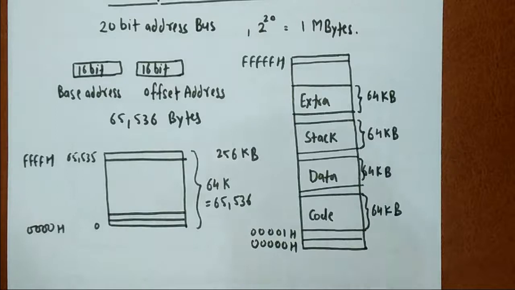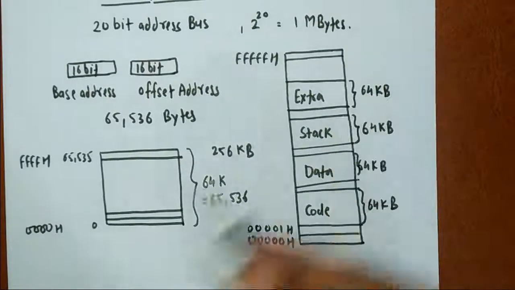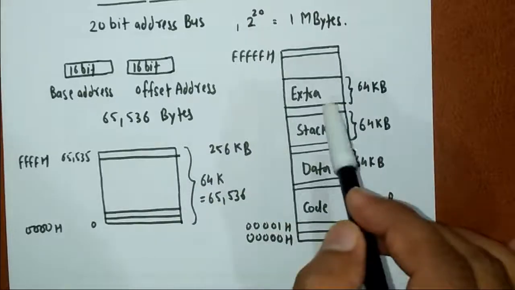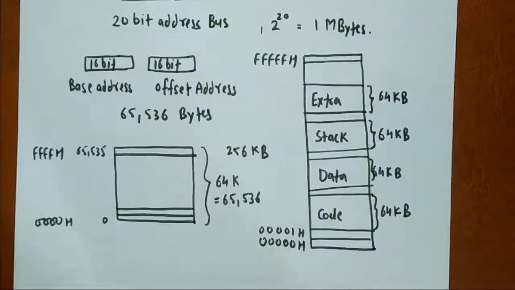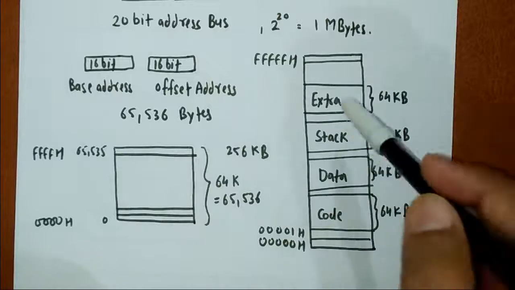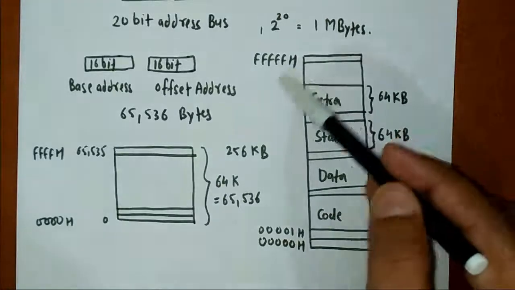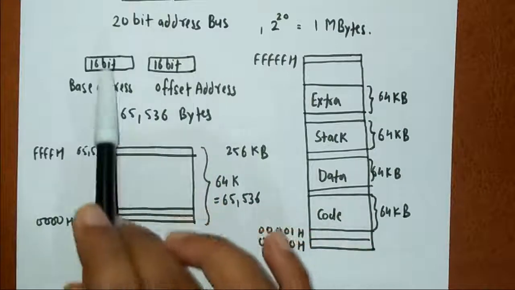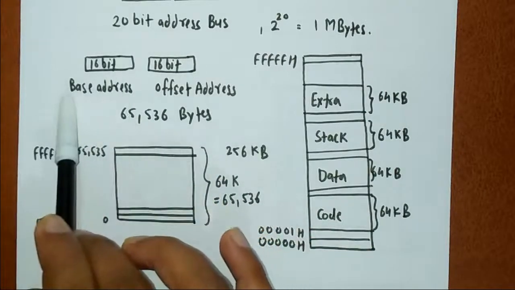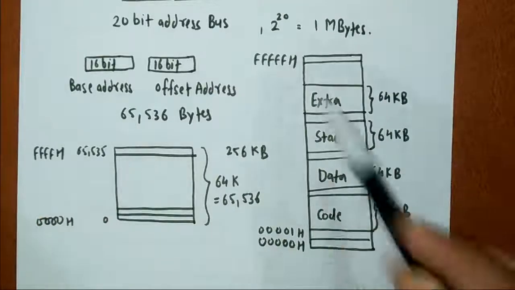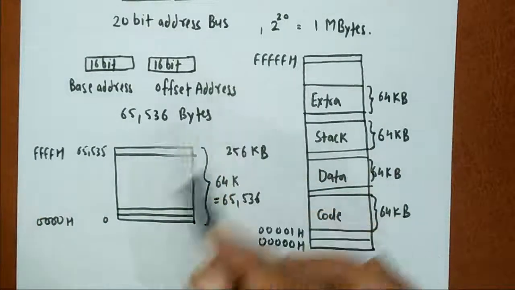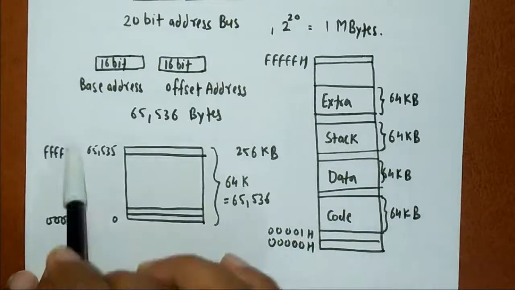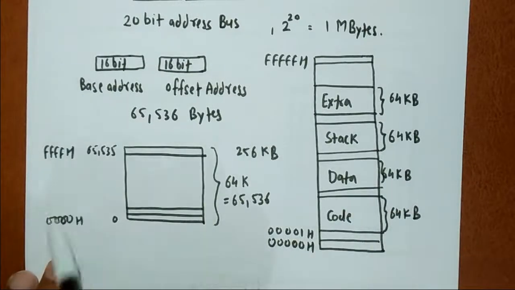And because each of the segments is 64 kilobytes, the same thing will be in the code segment, the data segment, and the stack and extra segments. Now, as I said, in an 8086 microprocessor system, the 20-bit addresses are represented by two 16-bit registers. In one register there is the base address, I will explain what it is, and for the offset address are these numbers. In any segment these numbers will be present, and these numbers are the offset address.